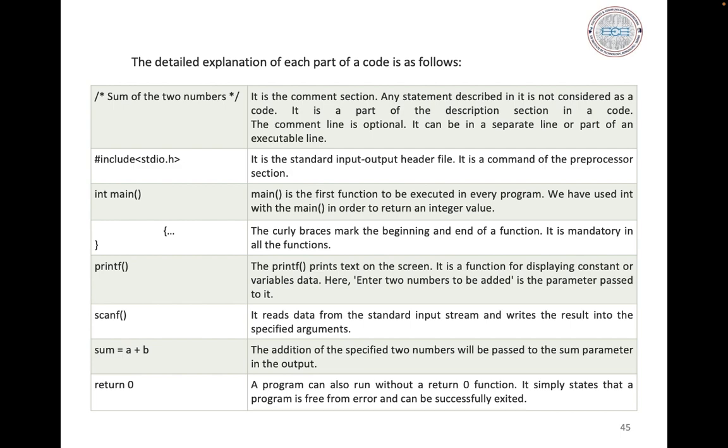printf prints text on the screen. It's a function for displaying constant or variable data. Here, "enter two numbers to be added" is the parameter passed to it. scanf reads data from the standard input stream and writes the result into the specified arguments. sum = a + b: the addition of the specified two numbers will be passed to the sum parameter in the output.